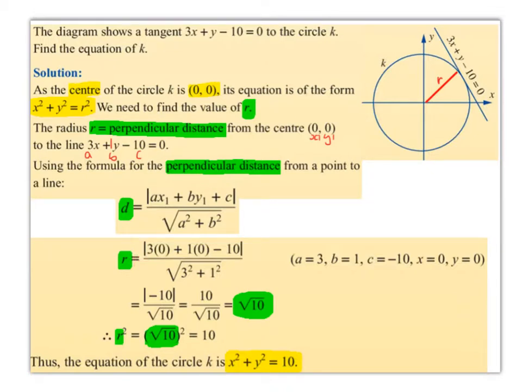So 3 times 0 cancels, and 1 times 0 cancels, leaving minus 10 on top, with the modulus symbol around the minus 10. 3 squared is 9, 1 squared is 1, 9 plus 1 is 10, so that's over root 10. The modulus of minus 10 is 10, so we take the positive value. 10 over root 10 just gives us root 10. So the radius is root 10, and r squared is 10. Thus, the equation of the circle K is x squared plus y squared equals 10.